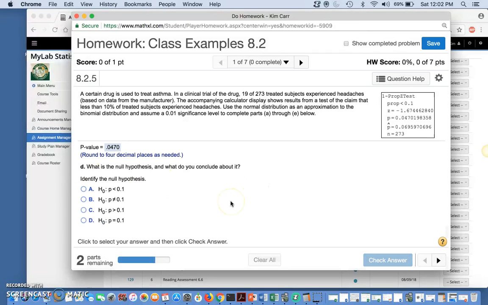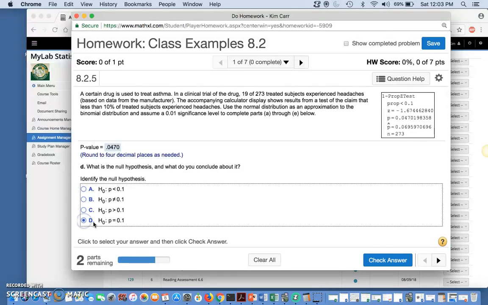Okay, decide what your null hypothesis should be. Well, when it is put like this, that is the claim, that is what you're testing: less than. What did we say about null? Null always needs to be equal.